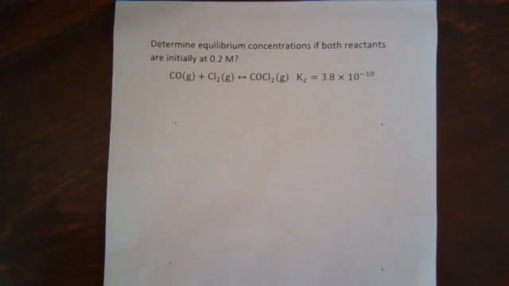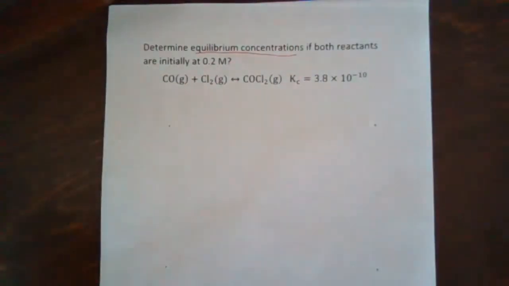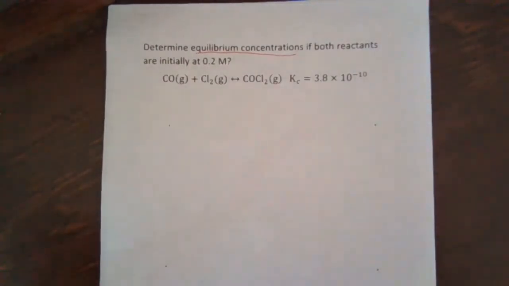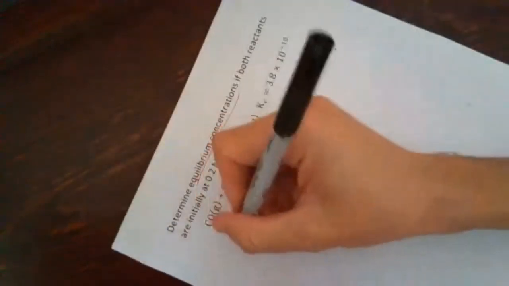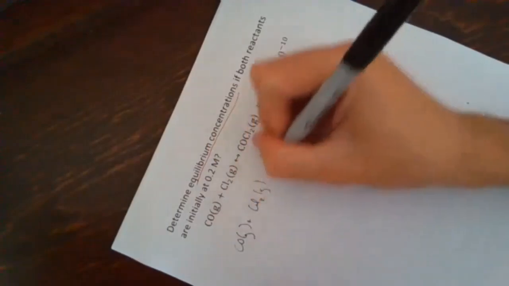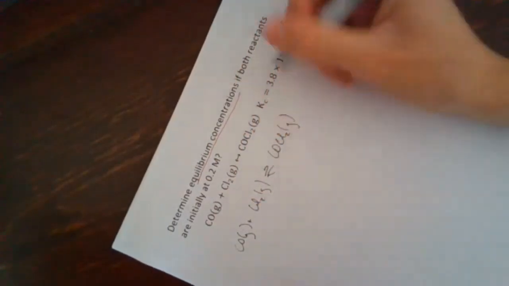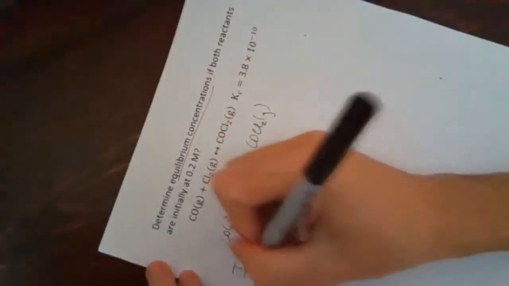All right, so whenever we see that we want equilibrium concentrations, especially when you're given initial concentrations as well, that's a surefire sign we want to be using an ice table. So the chemical equation here is carbon monoxide plus some chlorine makes this COCl2 gas. So ICE.